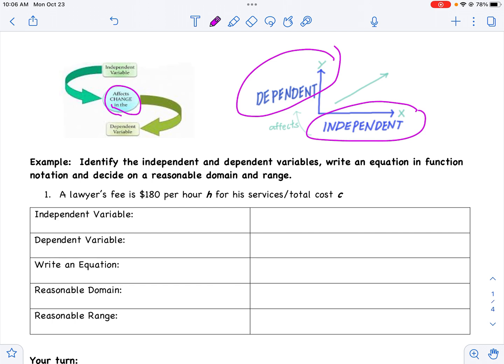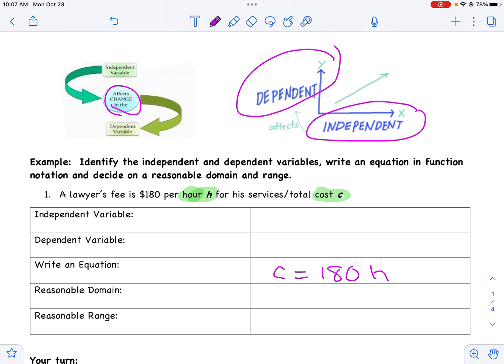So this first problem says a lawyer's fee is $180 per hour for his services, and the total cost would be C. Identify the independent variable and the dependent variable. So clearly, first thing you have to do is identify the two variables. So you have hours and cost, and then we're going to write an equation. Sometimes I find it easier to talk about the equation first, so I'm going to write that the total cost is going to be equal to 180 per hour.